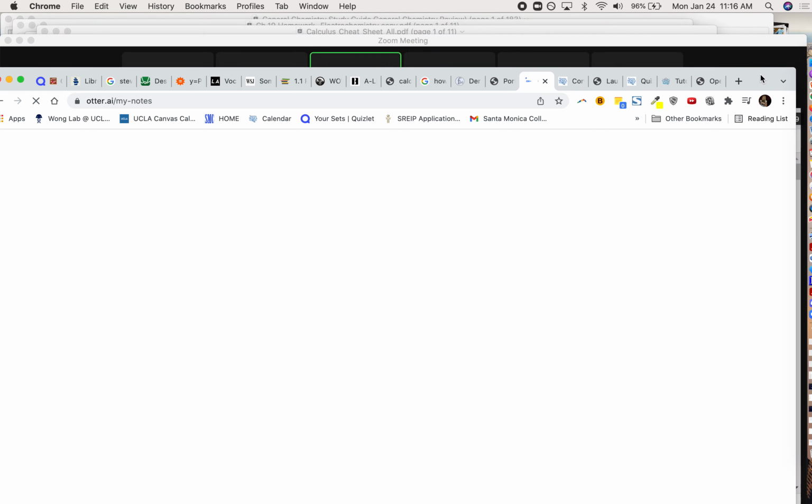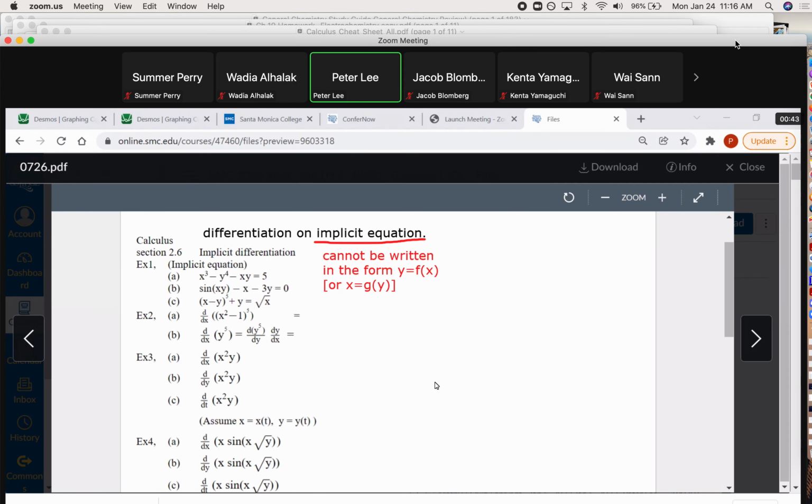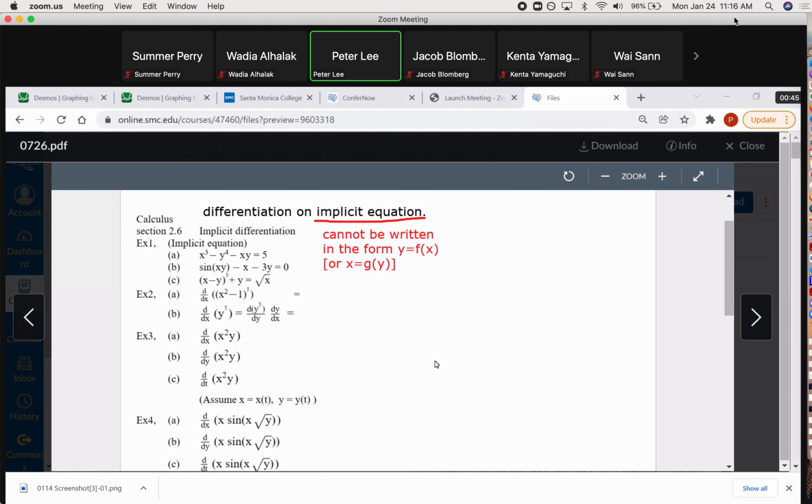When you look at the equations, you cannot separate the x and the y, and you cannot write y equals f of x or x equals g of y. You cannot write it that way. And so we cannot apply the usual definition of differentiation. That is, we cannot take the derivative. So for these, we are going to apply what we call implicit differentiation.